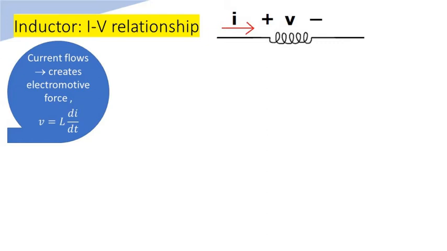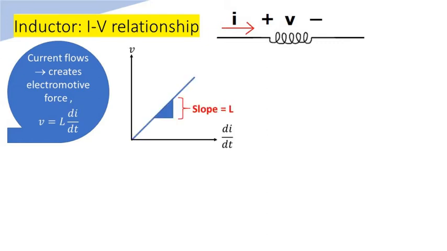We start with the inductive property of an inductor. When the current passes through it, the induced electromotive force is generated, and its value is defined as V equals L times the derivative of current. If we plot V against the di/dt, the inductance is obtained from its slope.